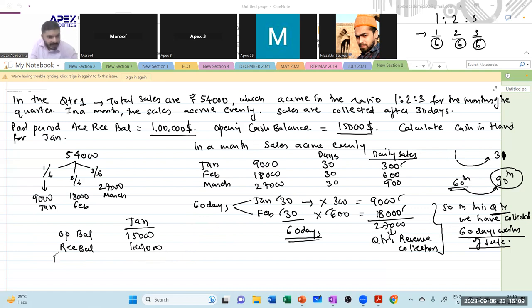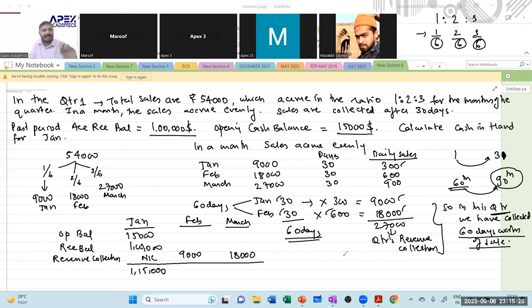This is 1 lakh. I will write over here revenue collection. Here I will write nil. Then I will come to February. In February, I will write 9,000 over here. And then I will write over here March. March, I will write 18,000. So 1,15,000 is the cash balance, cash in hand in January.